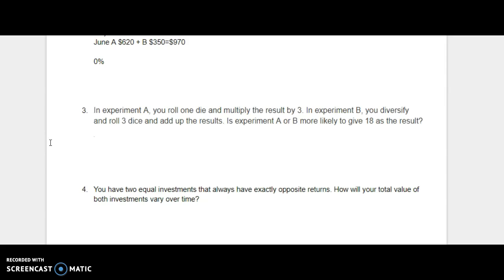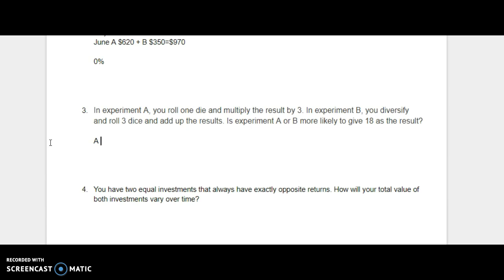Let's get started on number 3. In experiment A, you roll 1 die and multiply the result by 3. In experiment B, you diversify and roll 3 dice and add up the results. Is experiment A or B more likely to give 18 as the result? So let's look at experiment A first. To be able to roll a die and then multiply by 3 to get 18, there is only one number we could possibly roll, which is a 6. 6 times 3 is 18.